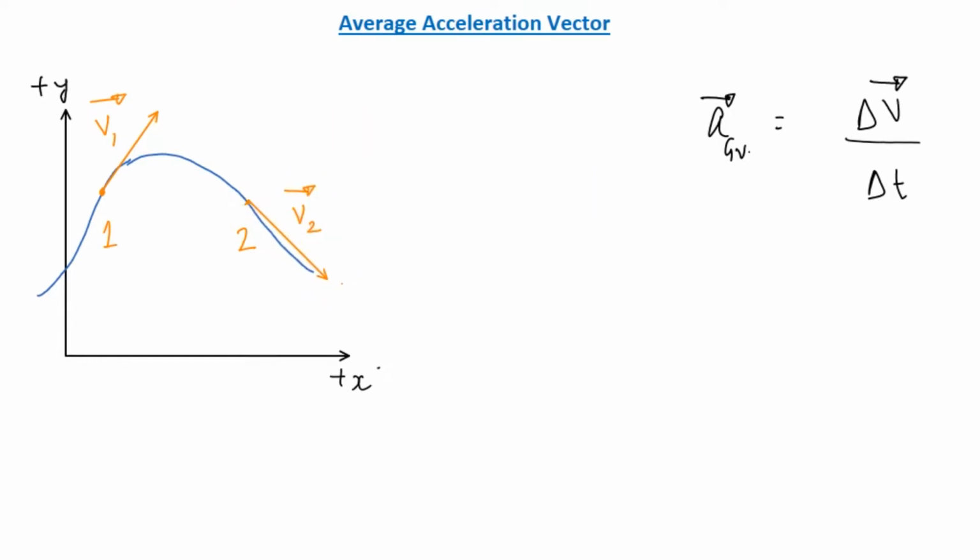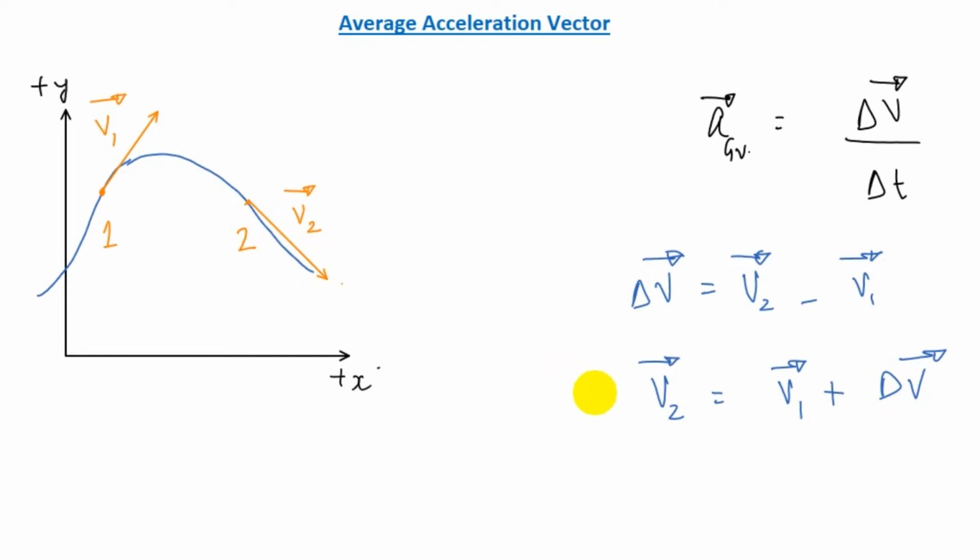Now delta v. We know it is the final velocity vector minus the initial velocity vector, and in this case we have v2, which is the final velocity. So v2 vector minus v1. Or we can write that v2 vector is equal to v1 plus delta v.